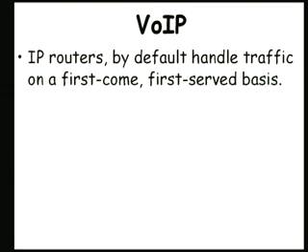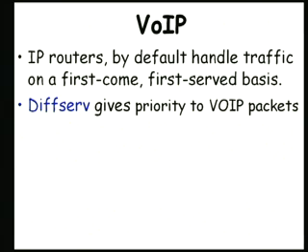Similarly, in a VoIP application, voice over internet protocol, which some of you would have already used, an IP router handles the traffic, and in a traditional IP router, the handling of packets is first come first served. It does not distinguish which application has initiated the request. Is it VoIP, is it FTP, is it email? It treats all of them similarly.